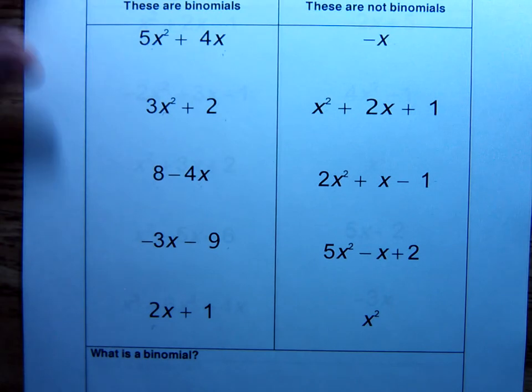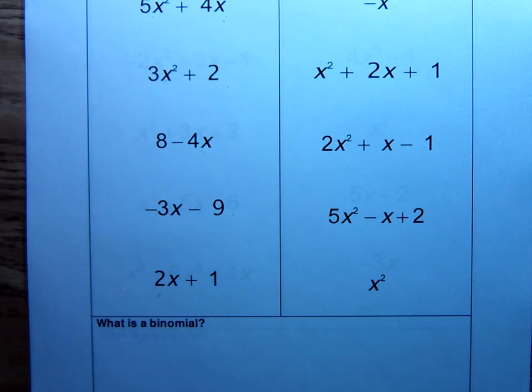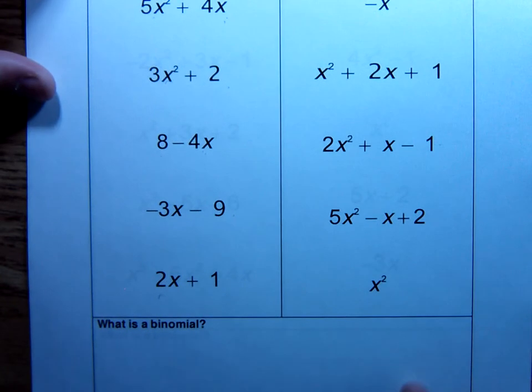So what is a binomial? And again, you can write this down in your notes. But a binomial, by definition, is the sum or difference of two monomials. So adding or subtracting two monomials.